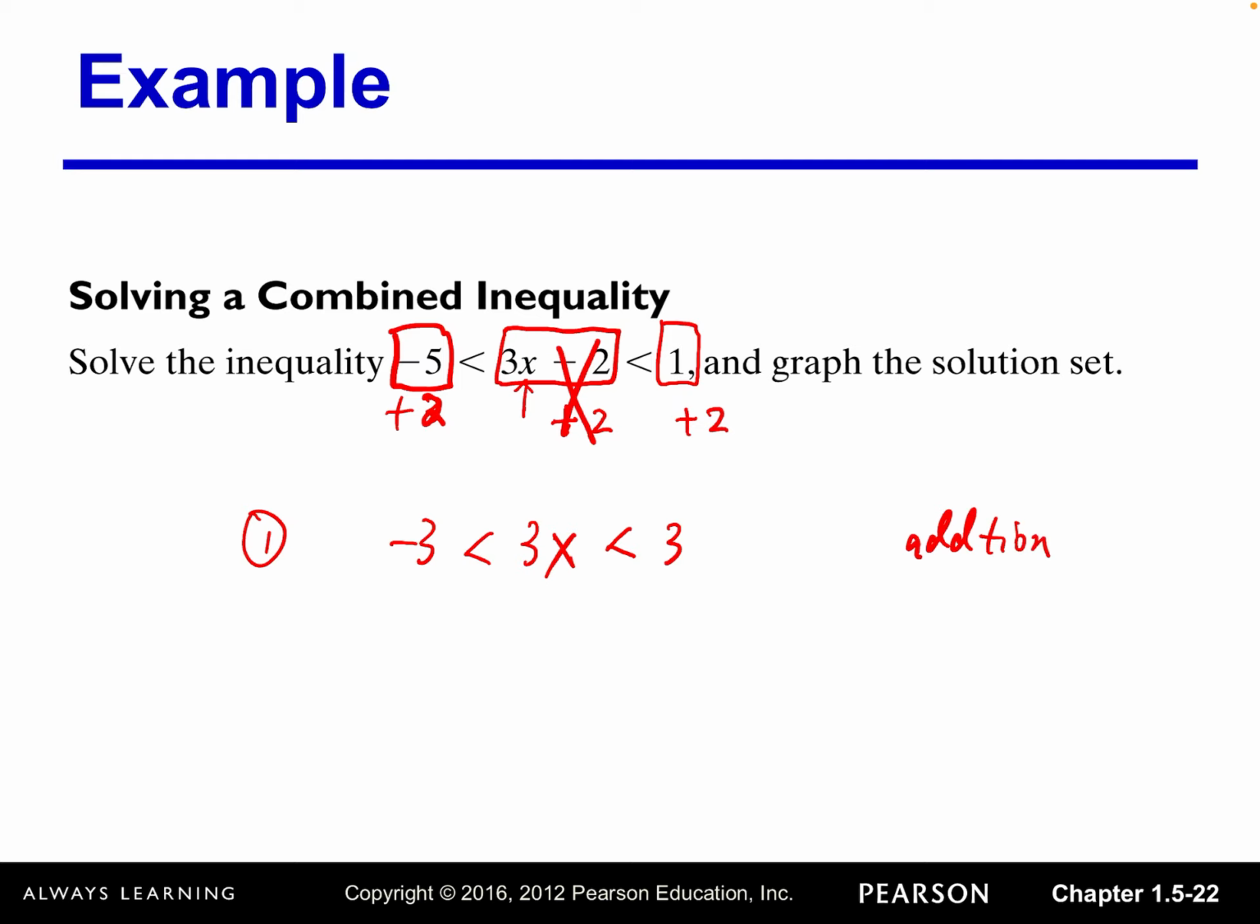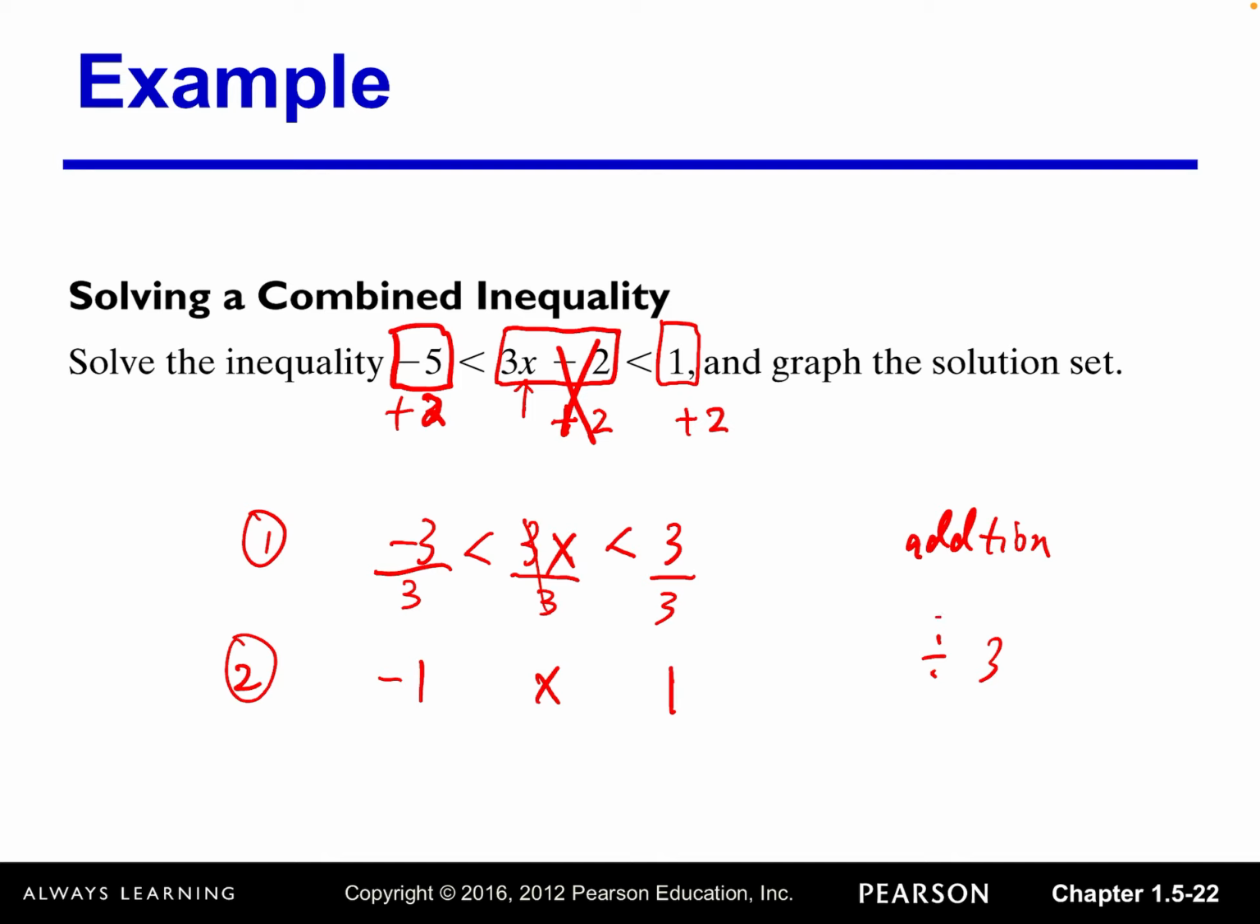And then in the middle, we see the variable term x still has a coefficient 3, so we need to cancel the coefficient 3. So next step, divide all 3 sides by +3. Second step, divide by a positive number. And then simplify. 3 cancels, so we have x. Left hand side is -1. Right hand side, 3 over 3, is +1.